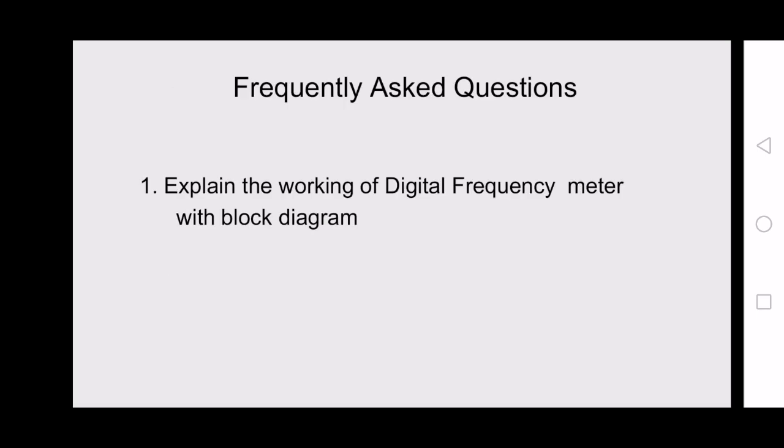Frequently asked questions. Explain the working of the digital frequency meter with a block diagram. Suppose the question is asked for 5 marks, then you have to draw the complete block diagram and explain the working principle and operation of the digital frequency meter. If the same question is asked for 3 marks or 1 mark, then you have to draw only the basic working principle, that is only the AND gate.